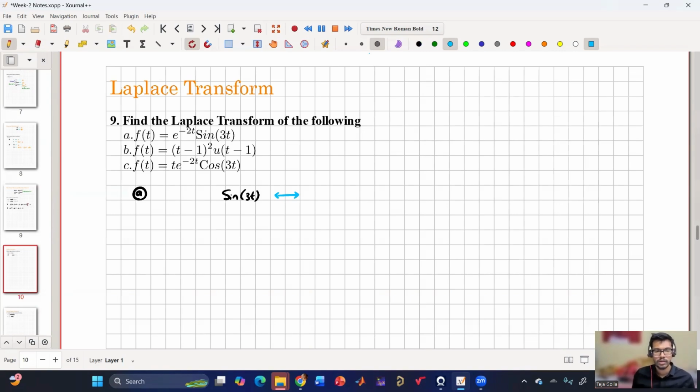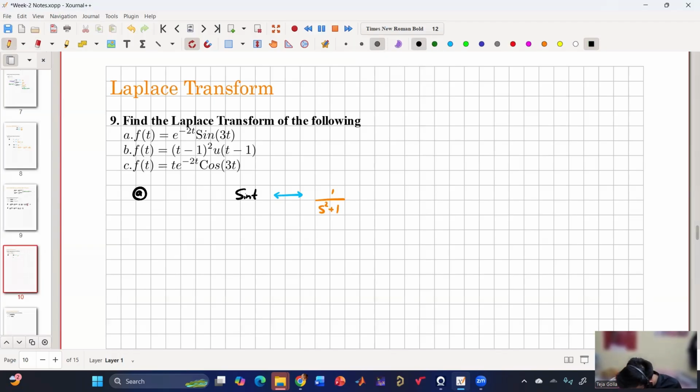3 upon s square plus 9. Okay, so if this is also somewhat confusing, then I'll start from sin t itself. So if you have any confusion, we'll start from the very basic. So sin t, I know, is very standard: 1 by s square plus 1.